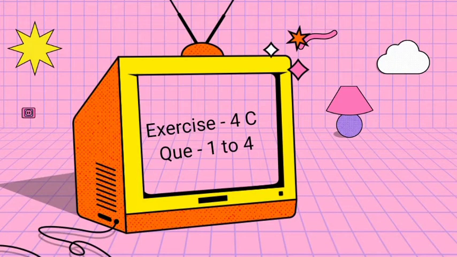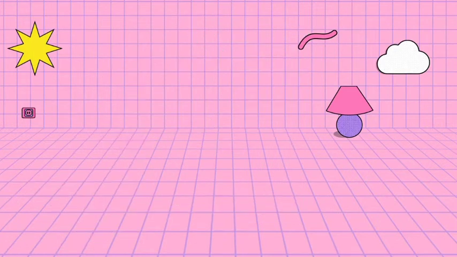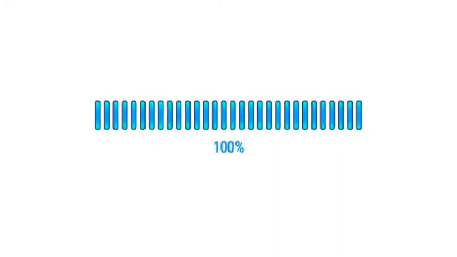Students, in the previous class we completed exercise 4b, in which you learned how to add or subtract rational numbers. Now in today's class we are starting exercise 4c, in which you will learn to multiply or divide rational numbers. So let's start with question number 1.